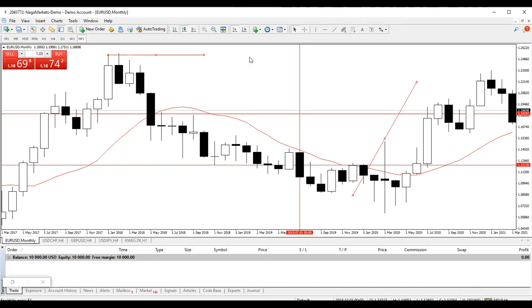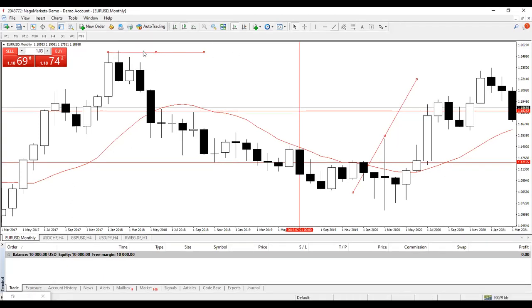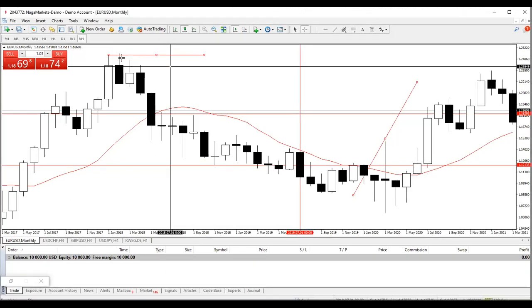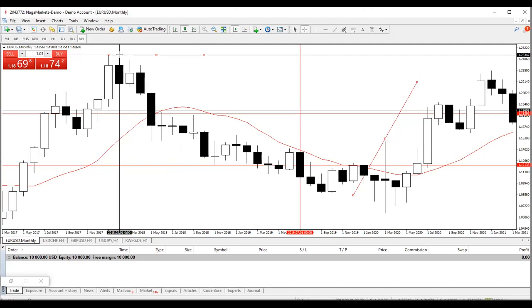And I want to know the number of pips that I've made. I have to go and select my crosshair, I put it here and I hold it and I drag to this level. Then it will give me the first number slash second number. The second number gives you a figure in points.